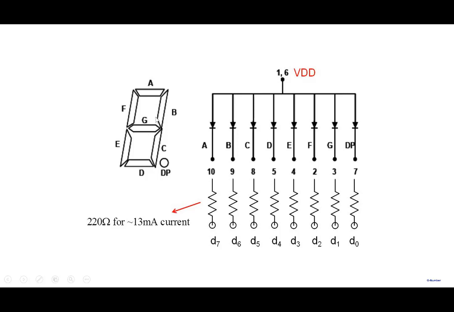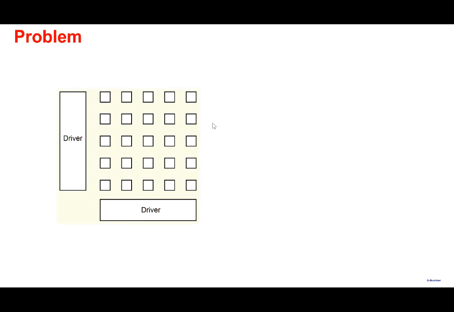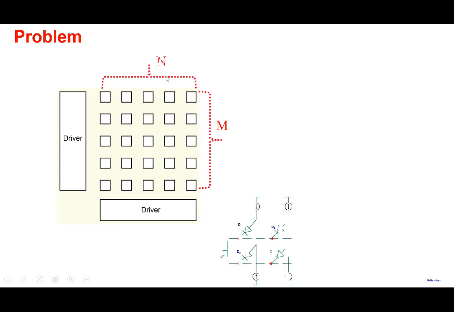So that's an example of direct addressing, because each LED is directly connected to an external terminal. Each LED has one unique terminal through which you can address it. You can turn it on or off. So the problem with this is, this is our array of LEDs. Let's say we have m rows of LEDs and we have n columns. If you want a high resolution display, you would like to have lots of LEDs to display an image with a reasonable resolution.